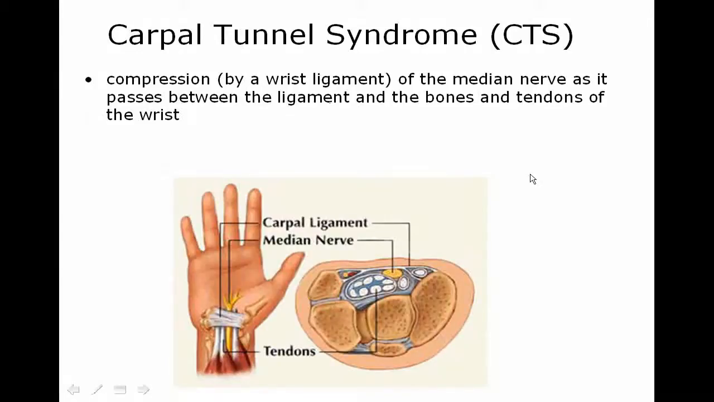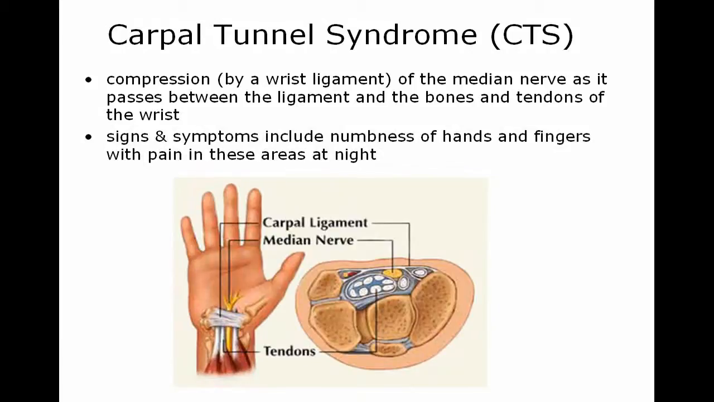Look at the carpal tunnel syndrome, abbreviated CTS. It's compression of the median nerve as it passes between the ligaments, the bones, and the tendons in the wrist. The compression is by that wrist ligament, and the nerve is kind of caught between those other structures. The symptoms will be because of nerve damage, and the hand and finger will become very numb and even painful, especially at night. The person may have it in both hands, or it may just be in one hand, the hand that they use the most.